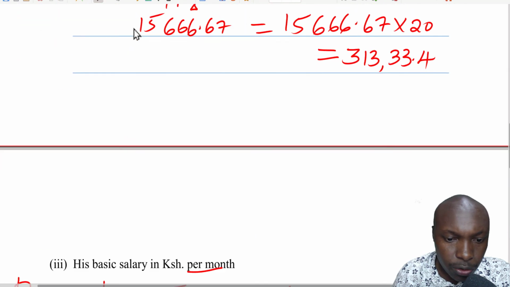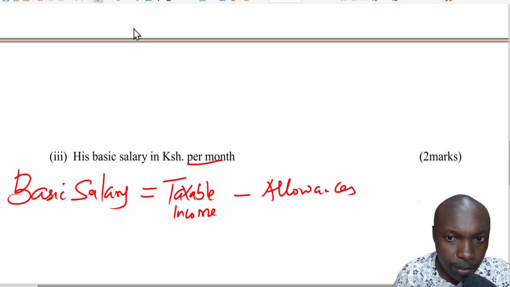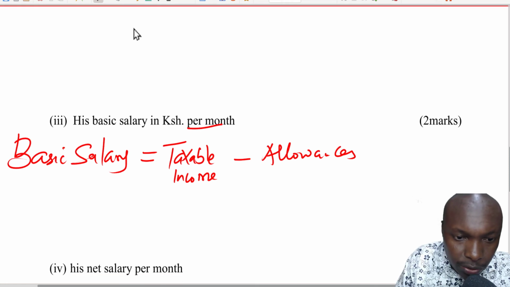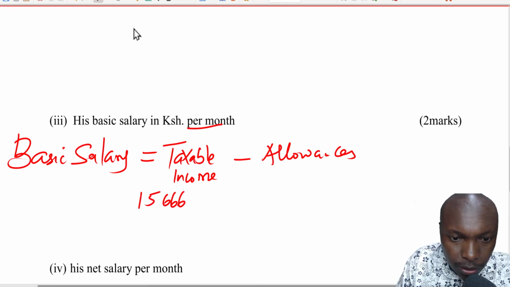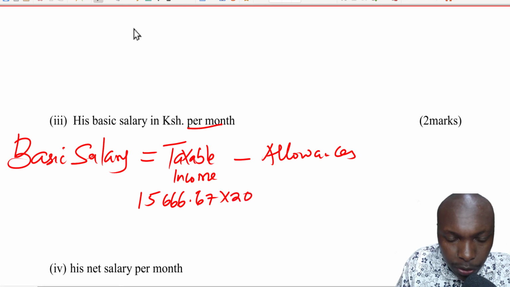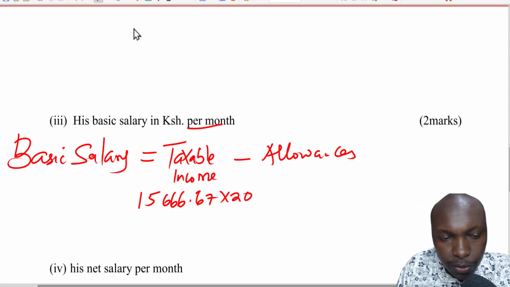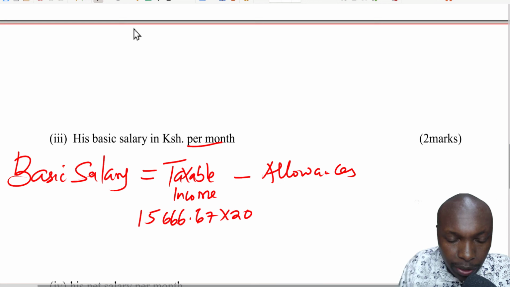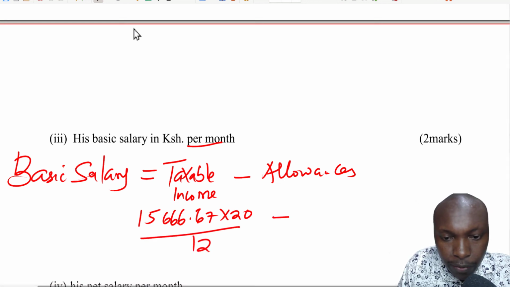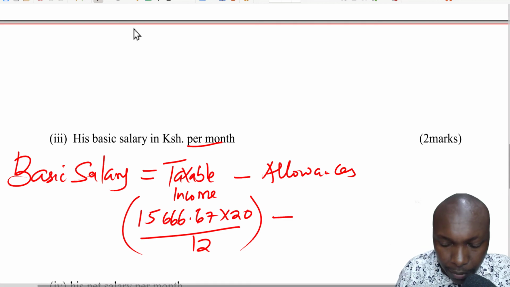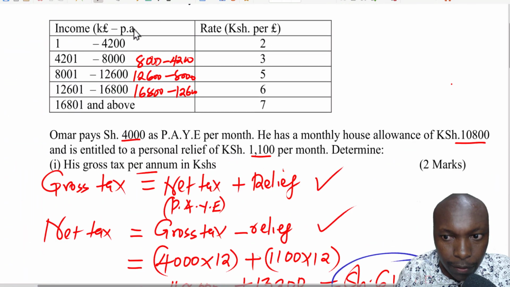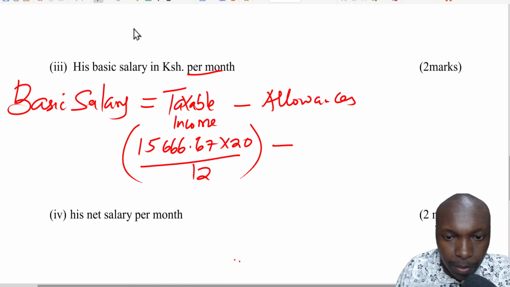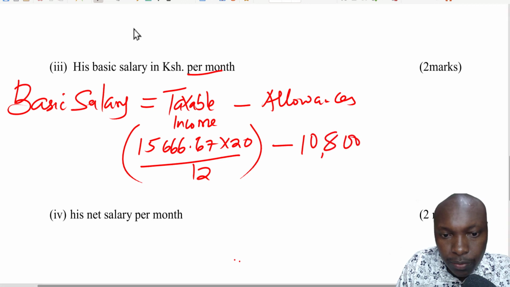So in short, just in summary, we take the taxable income, which we have in Kenyan pound, and convert it to Kenyan shillings. So 15,666.67, multiplying by 20, you change it to Kenyan shillings. Then, since basic salary is given on a monthly basis, and the taxable income here is given per annum, we divide it by 12. Then we subtract the allowances. Allowances are given here, 10,800. Those are given monthly. This is per month, so 10,800. As simple as that.